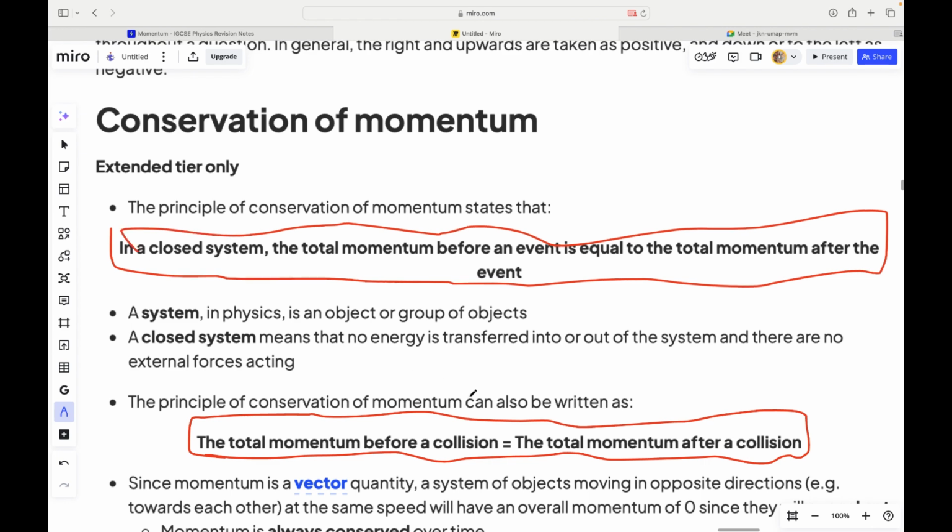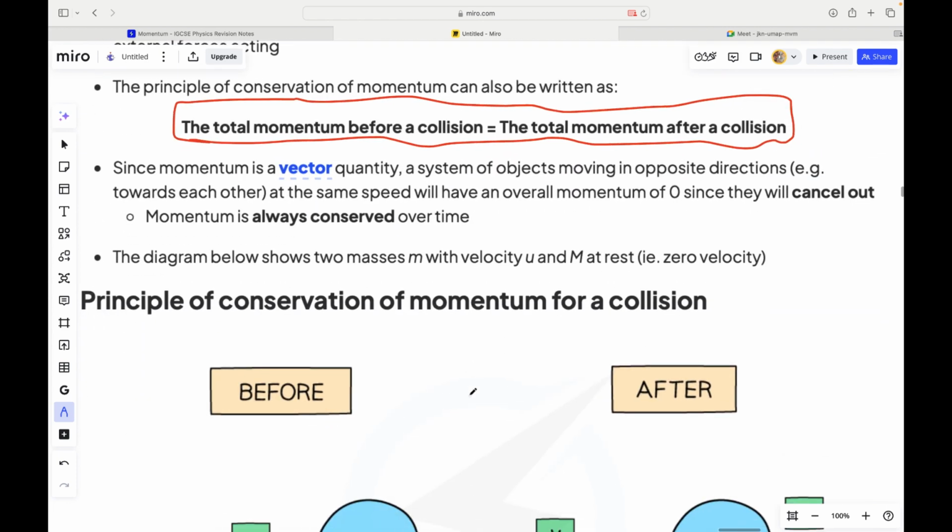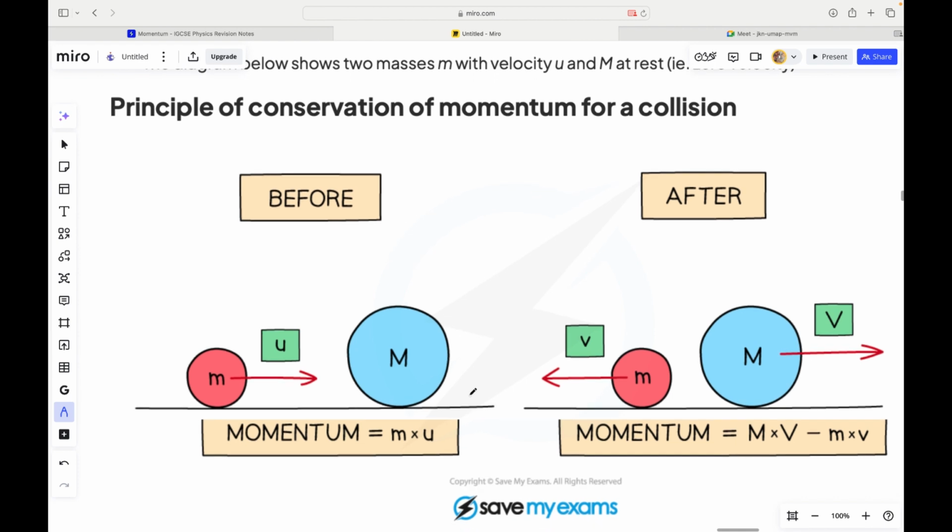A system in physics is an object or group of objects. A closed system means that no energy is transferred into the system or out of the system, and there are no external forces acting on it. Meaning there is no interference. Okay, so the total momentum before collision is equal to the total momentum after collision.